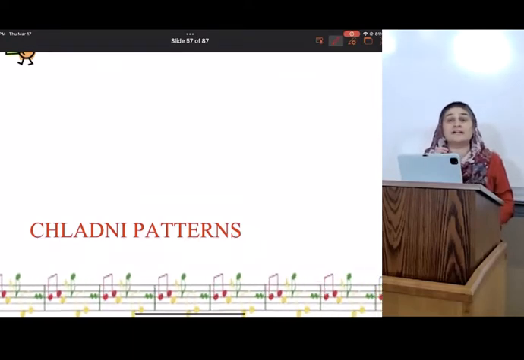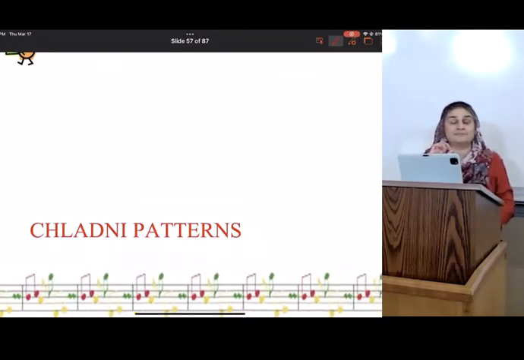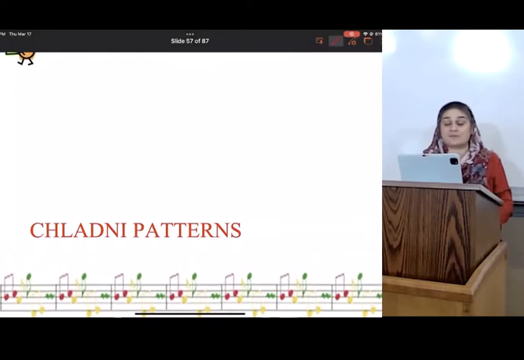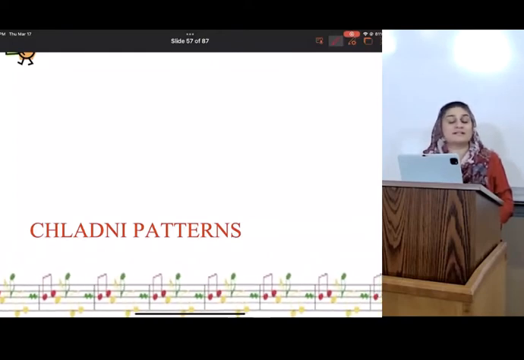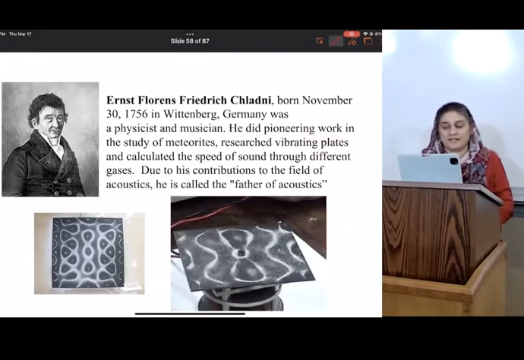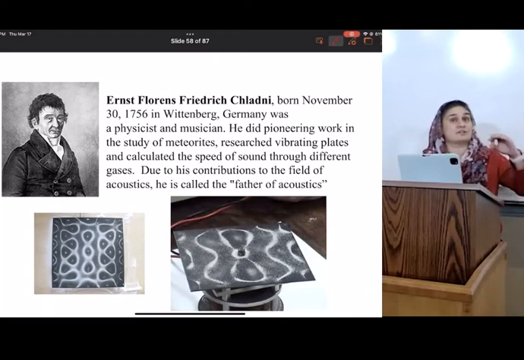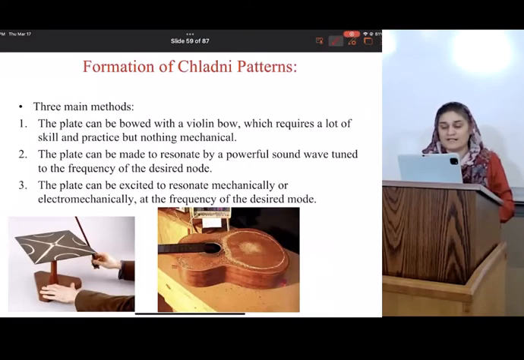Another factor that the resonance phenomenon and the standing waves have are called Chladni plates. This guy, he was German, and he was a physicist and a musician, of course, and he did a lot of work with vibrating plates and how standing waves are created in 2D. And I will show you an example of those.